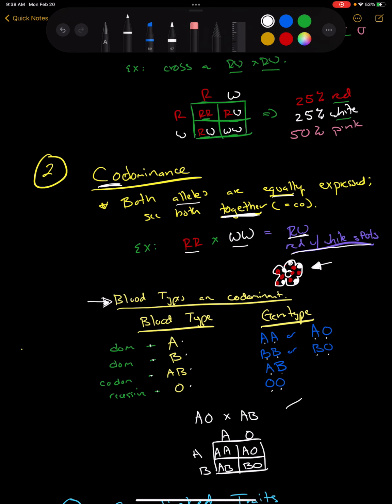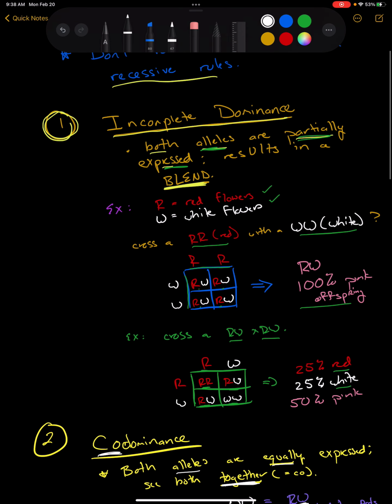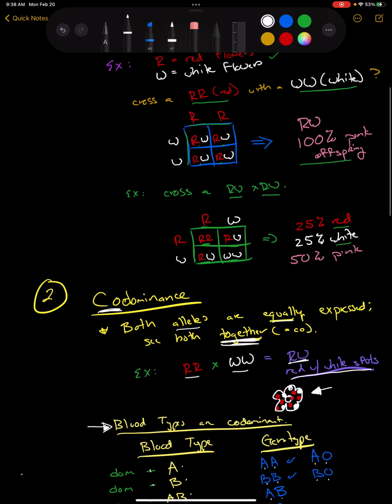And so if I crossed a person with blood type AO, so they're showing A blood type, but they're a carrier for O, and I cross them with a blood type AB, then 50% of my offspring would have blood type A. This guy right here, so 25% would have blood type AB. And then this one right here, 25% would have blood type B. So codominance, again, just subtle differences between that and incomplete. Incomplete, I get a blend, versus codominance, I see them together.